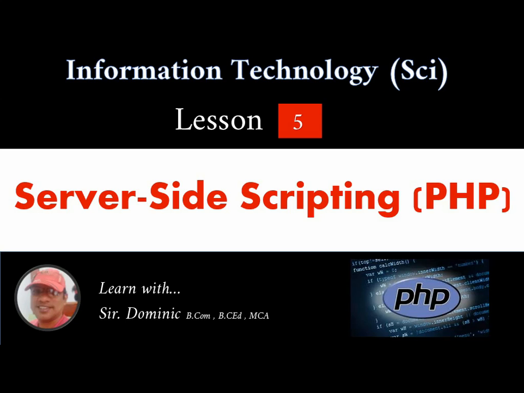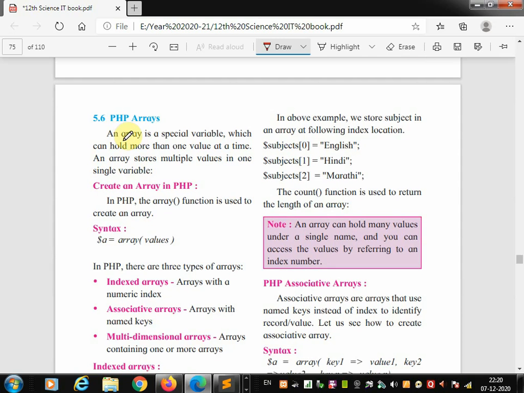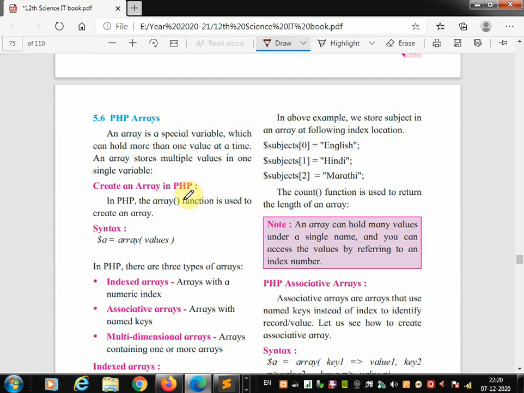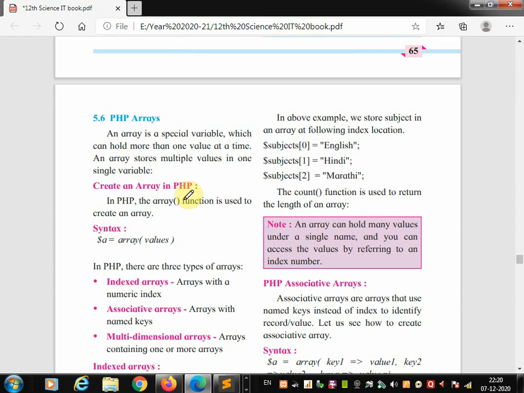So let's start. PHP array. An array is a special variable which can hold more than one value at a time. An array stores multiple values in one single variable. That is the advantage of arrays in PHP. How to create arrays in PHP?